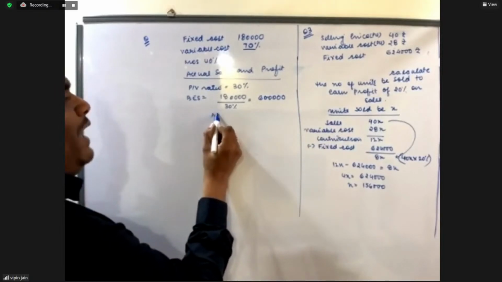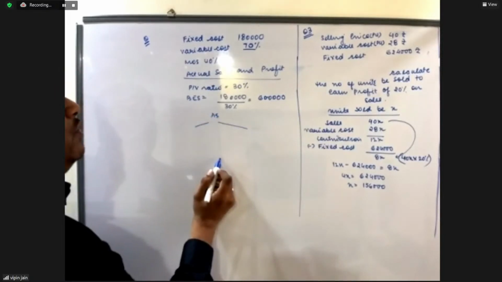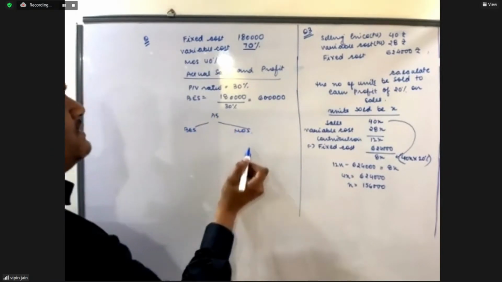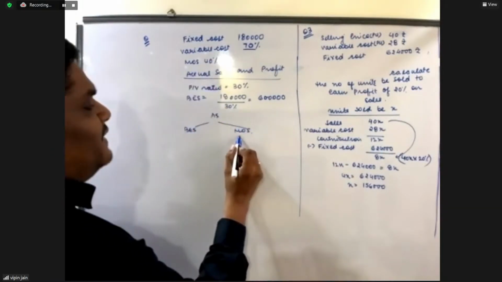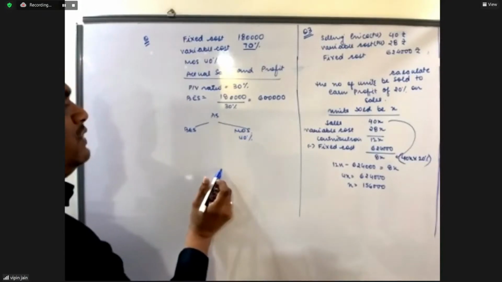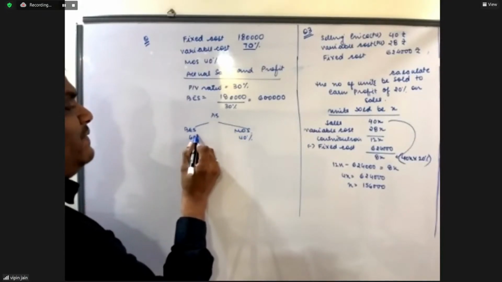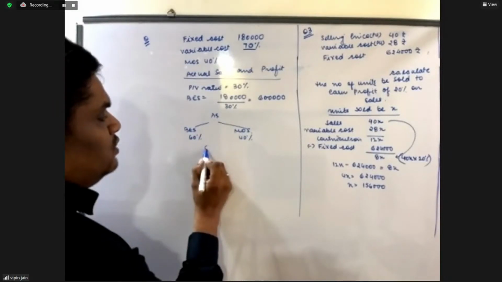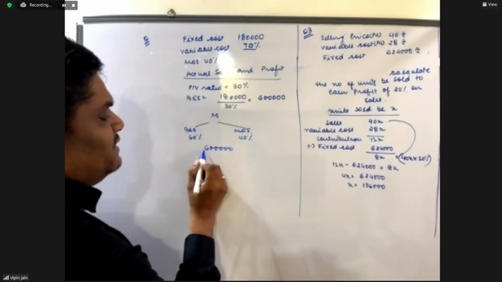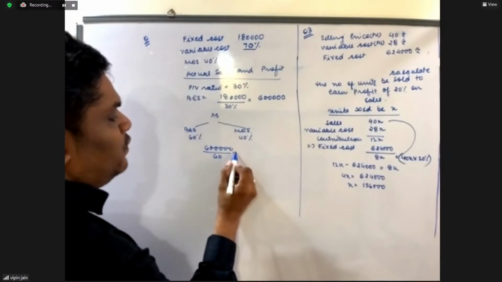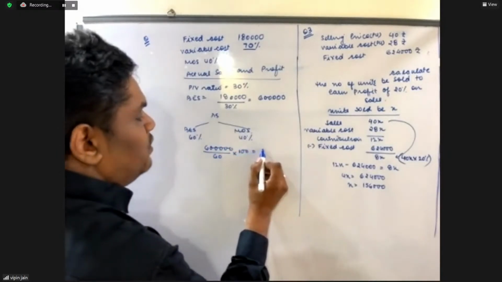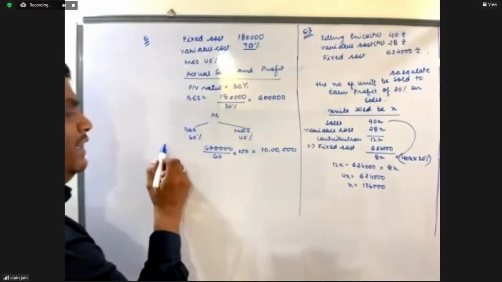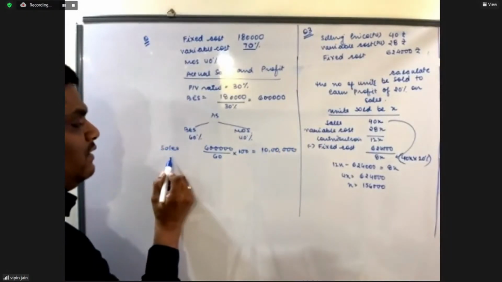Now, as I told you, actual sales can be divided in two parts, that is break-even sales and margin of safety sales. So my margin of safety sales is 40% of total sales. So it means my break-even sales will be 60%. So 6 lakh is my break-even sales. That is 60% of total sales. So how much will be total sales? Very simple, 10 lakh. So 10 lakh is my total sales.